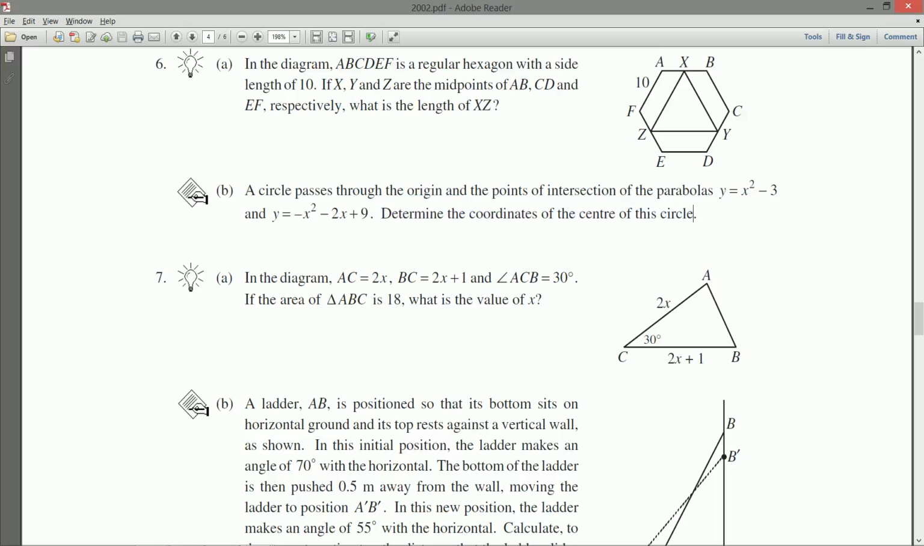Okay. So we're given 3 points here, and 3 points are always enough to determine a conic, be it a circle, an ellipse, or a parabola, or even a hyperbola. So we have 3 points. We have the origin, and we have the points of intersection of these two parabolas. And I'm betting, even though I haven't drawn it yet, that these two parabolas intersect at 2 points rather than, say, 1 point.